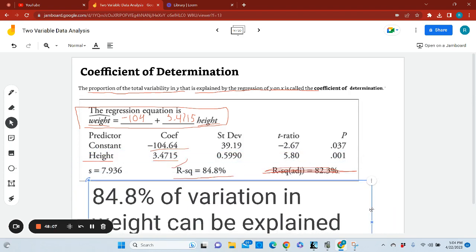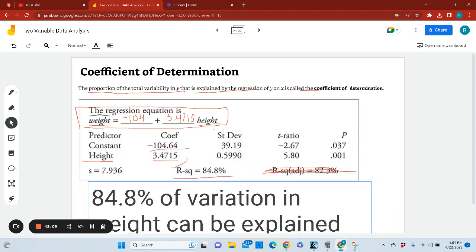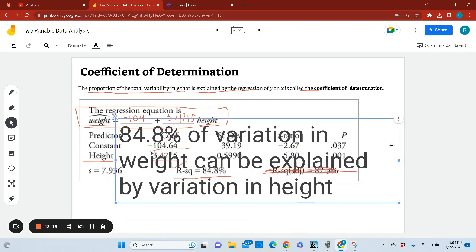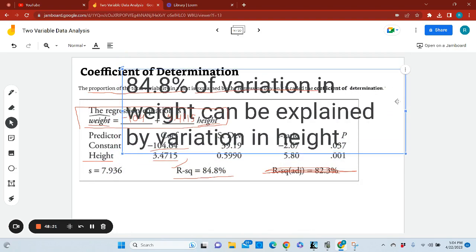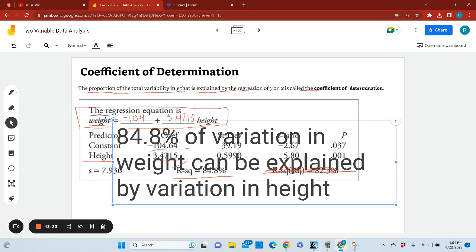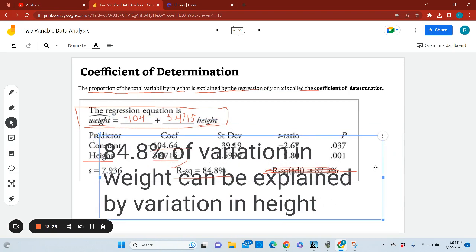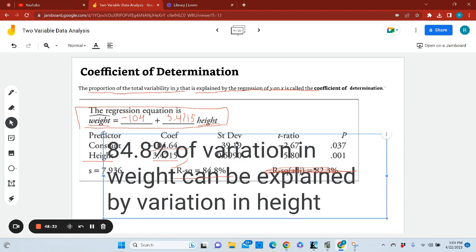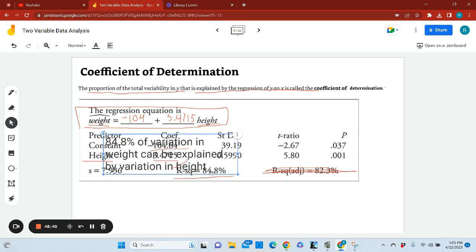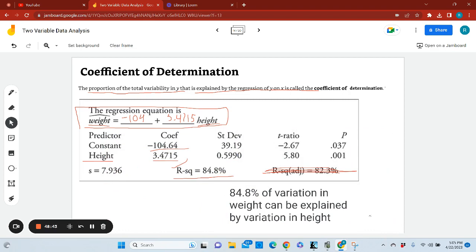It tells you how good my explanatory variable is at explaining measures in my response variable. So if you have an R squared of 84.8, that tells you about 84.8% of the variations in people's weight can be explained by variations in their height. The remaining 15-ish percent is going to be explained by other factors. So according to this linear model, the majority of your weight can be explained by your height, and the rest of it must be explained by something else. And that's R squared.